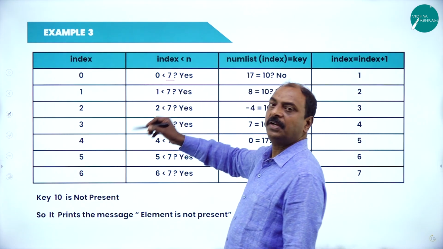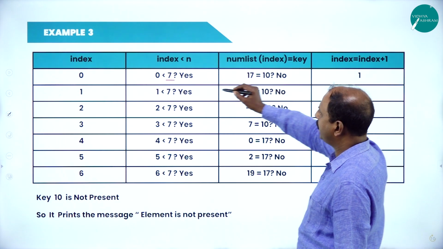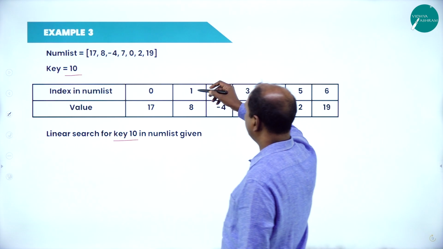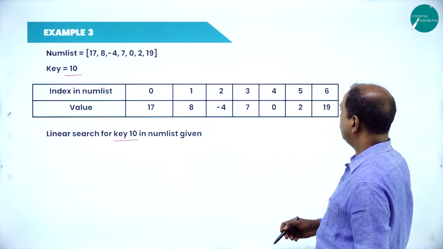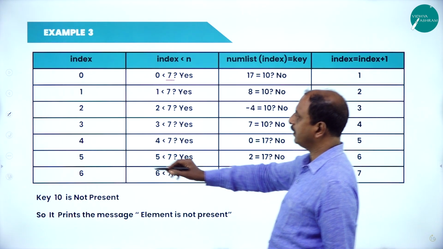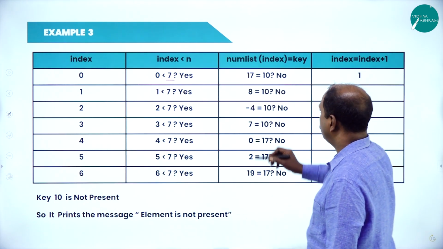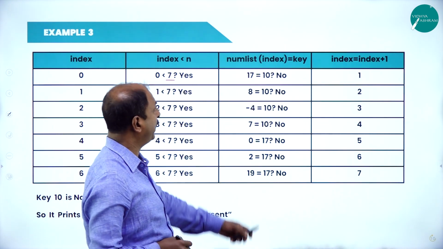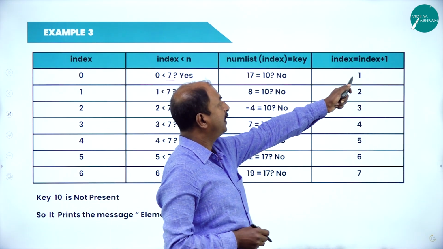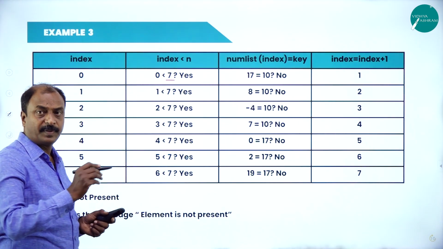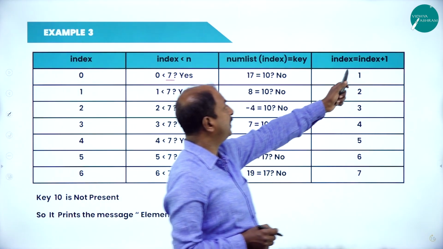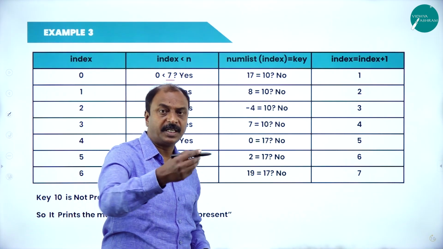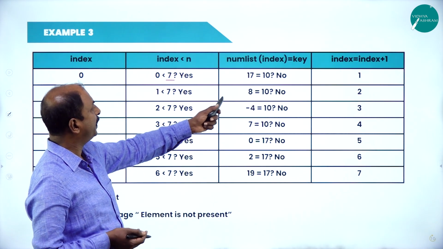Yes, it is true. If it is true, we have to compare the element at the index 0. So here element at the index 0 is 17, at the index 1 is 8. Similarly, we have to compare all the elements at these particular index values. So here 17 equals 10, no. These two don't match, then this is the position. As I told you in the previous slide, index is 0, and index plus 1 is the position. So this is no, then we have to go for the next iteration. Next element is 8.